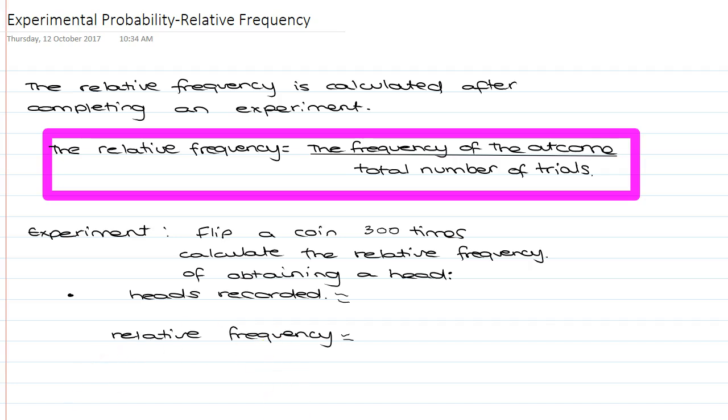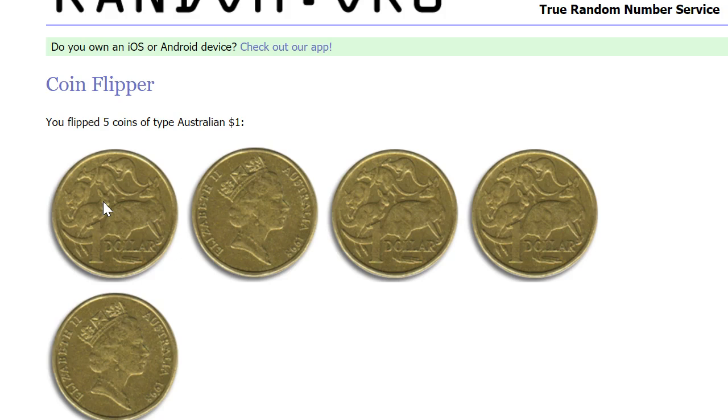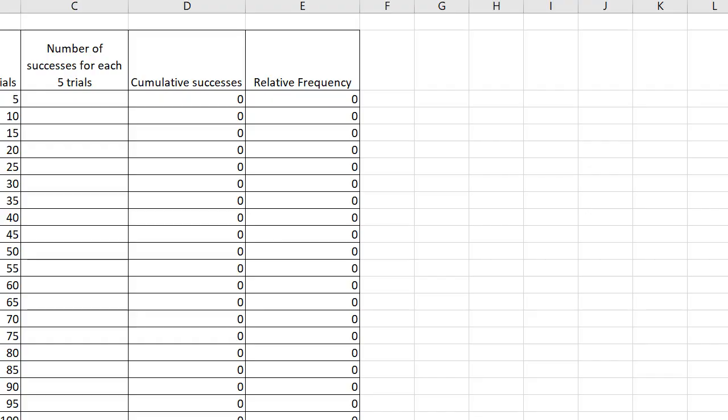I'm going to use random.org. I've got a coin generator. Let's flip the coin 5 times and count how many heads we've got. Got 1, 2 heads. So I'm going to record the results in this Excel spreadsheet.